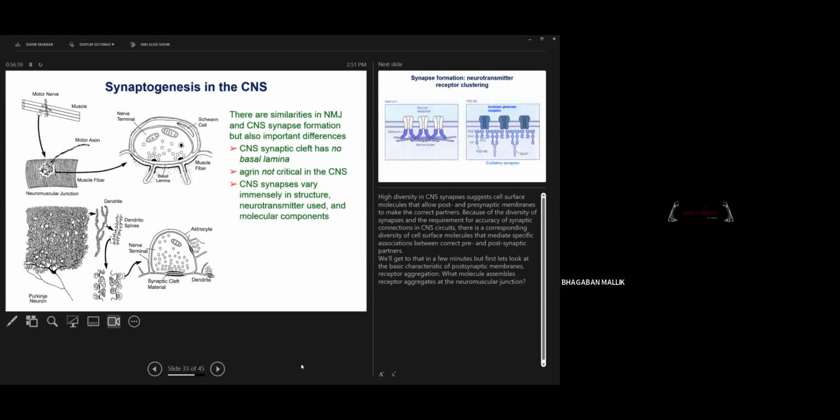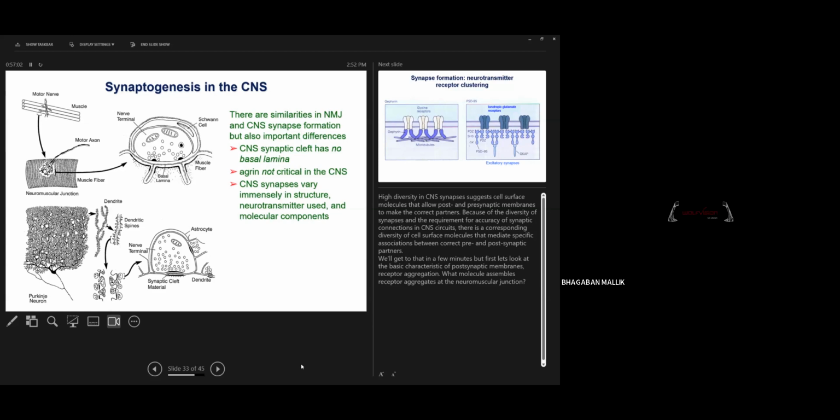So we'll quickly go to synaptogenesis in the CNS, the central nervous system. These are some key differences. This is the NMJ, neuromuscular junction. You have this presynaptic cell and the postsynaptic cell, the muscle, which forms the folds, and you have this laminin protein, which is required for the clustering, or organization, of the calcium channel. Now you have this active zone.